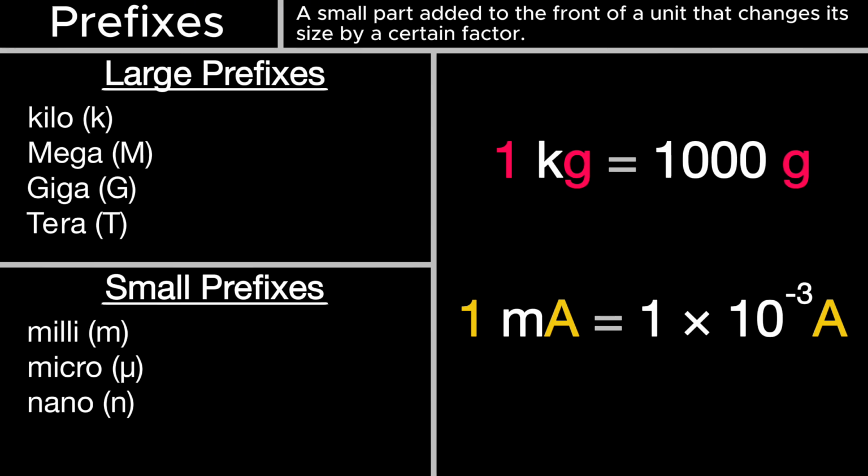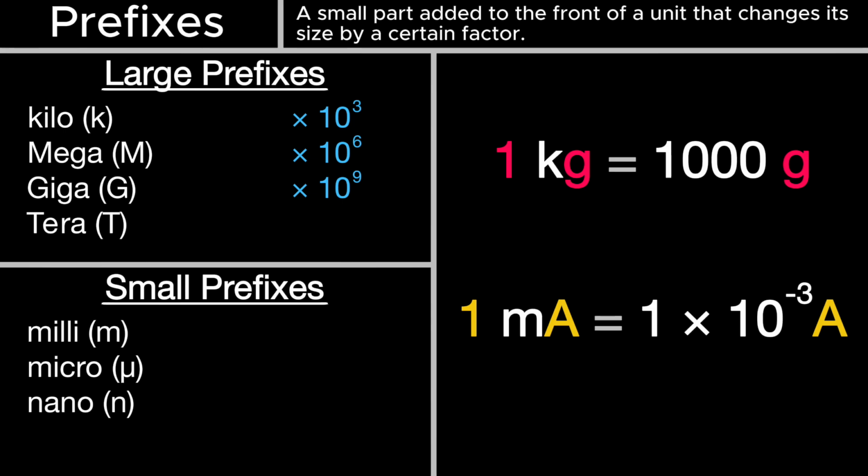Let's start with the prefixes that represent large numbers. The prefix kilo means the unit is times 10 to the power of 3, or 1000 times bigger than the original unit. The prefix mega means the unit is times 10 to the power of 6, or 1,000,000 times bigger than the original unit. The prefix giga means the unit is times 10 to the power of 9, or 1,000,000,000 times bigger than the original unit.